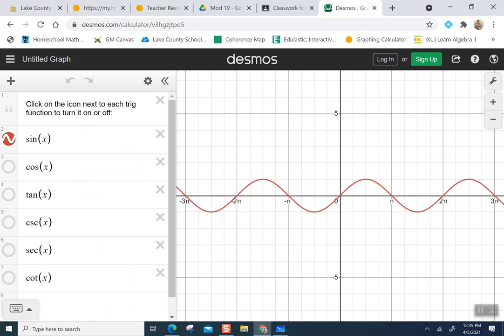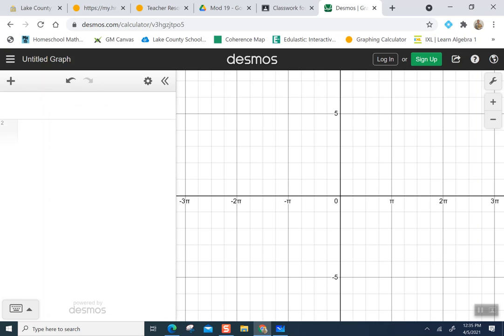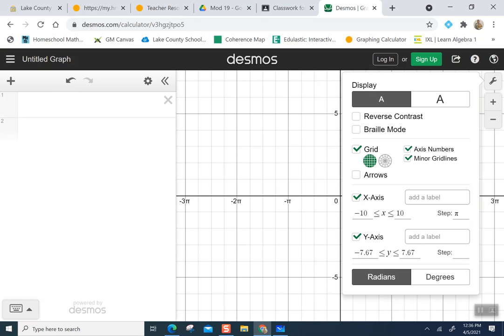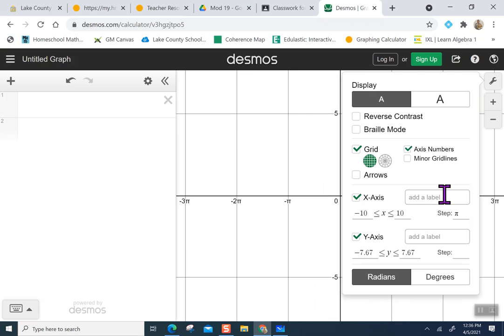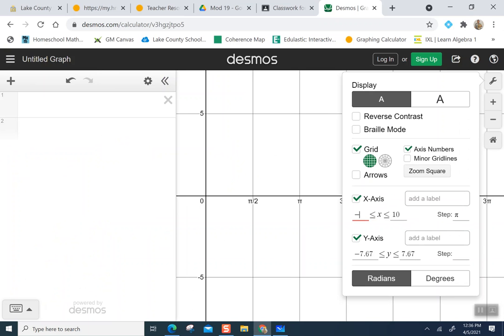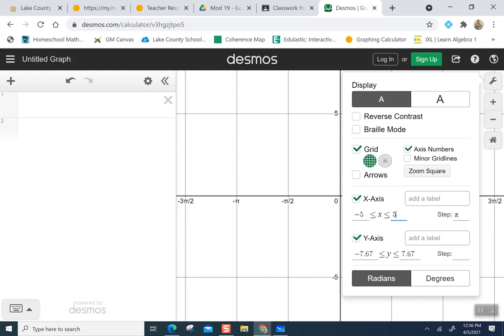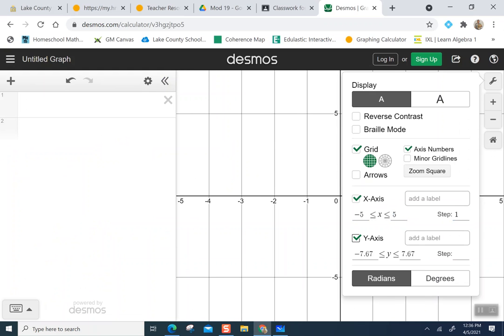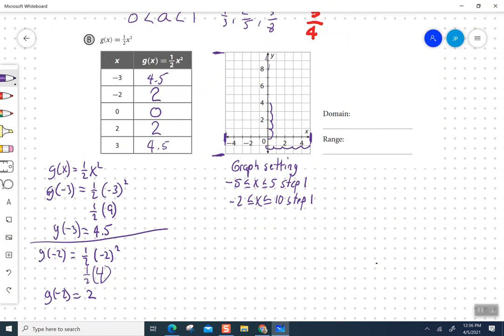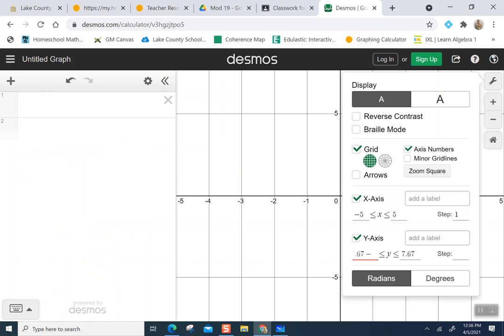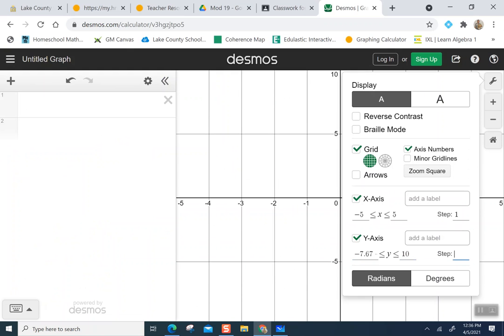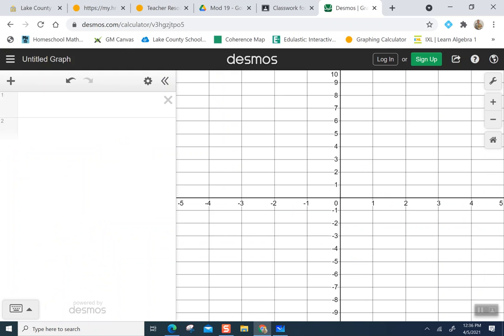And as always, I want to start off with a new Desmos. So I'm going to hit the little icon, take off minor axes. There was no label. So I want to start at, what did we say here? We said from -5 to 5. So I want -5 to 5 steps of 1. No title for my y, and I wanted to go from -2 to 10 with steps of 1. Okay, that gets everything set up.